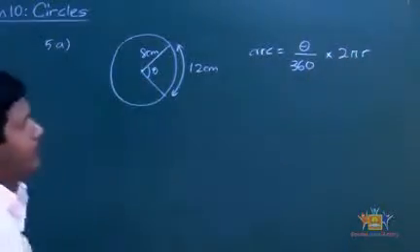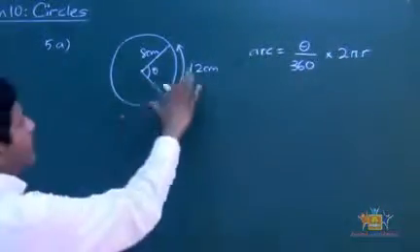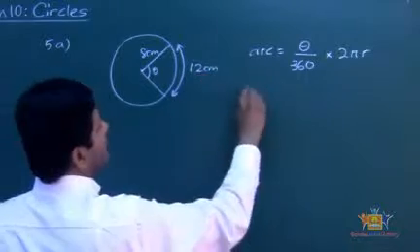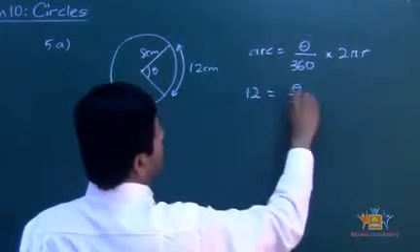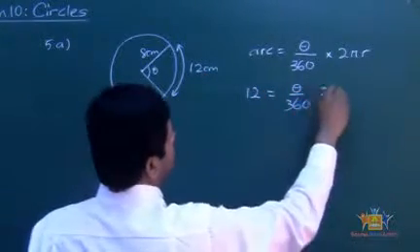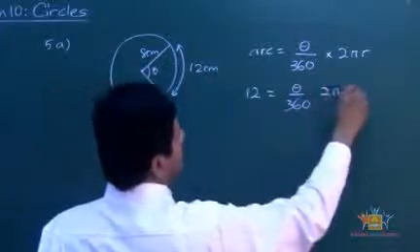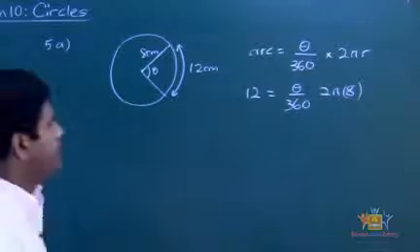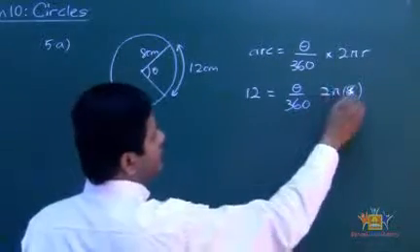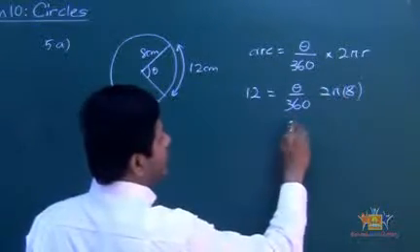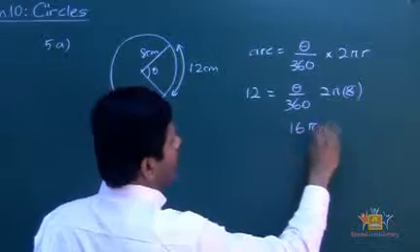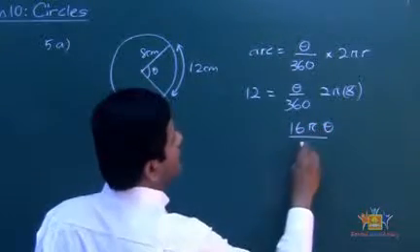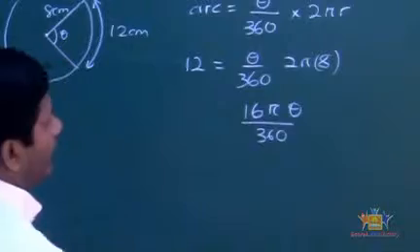Right there. See that? Because we don't know the angle, but we know the arc. The arc is what? 12. Let's put the 12. And we know the radius. The radius is 8. Let's put 8. So now let's simplify it before we move things around. 2 times 8 is 16. So we know that it's going to be 16 pi theta over 360.